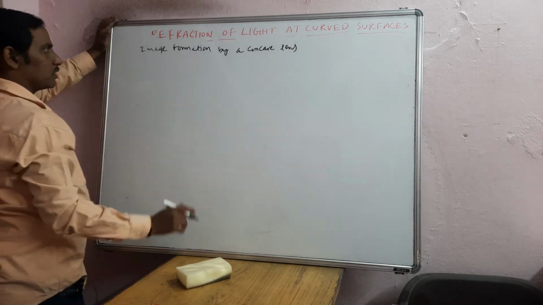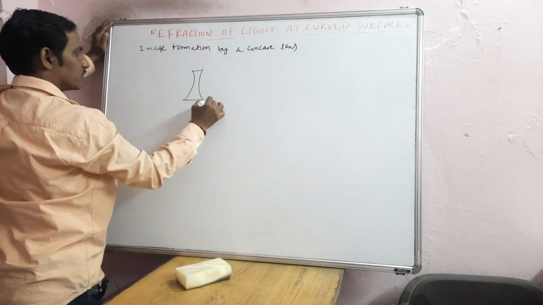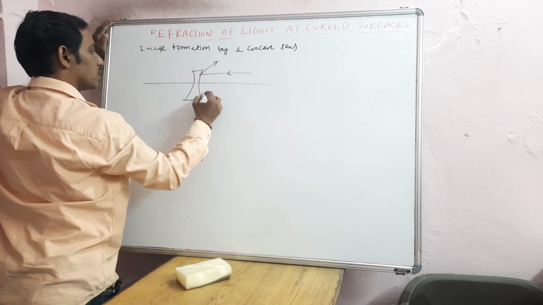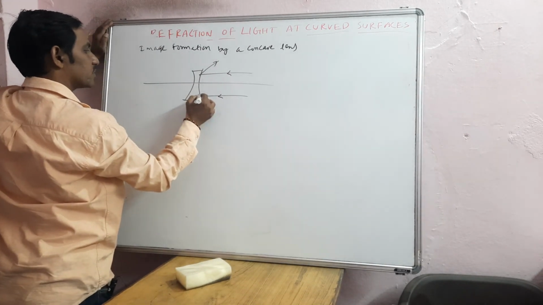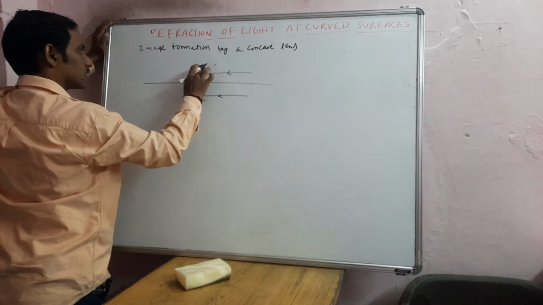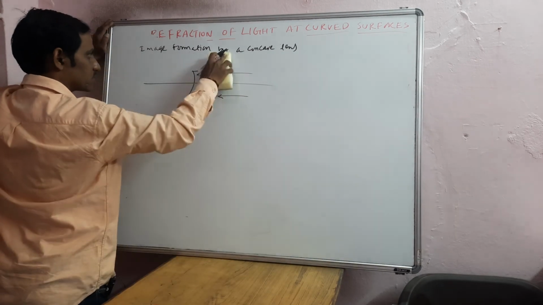Now for example, you take a concave lens. Generally when the object is at infinity, the image will appear to come from F. So what you will do, you will take like this. The light rays will come like this until here.